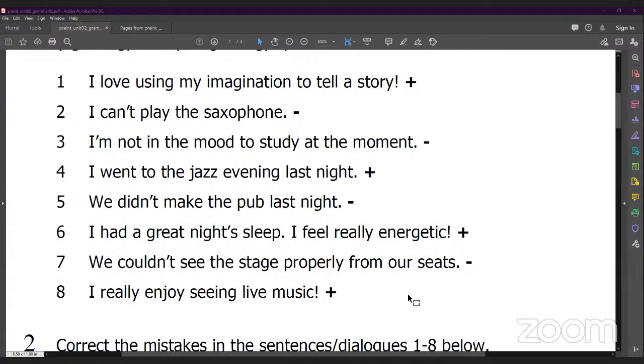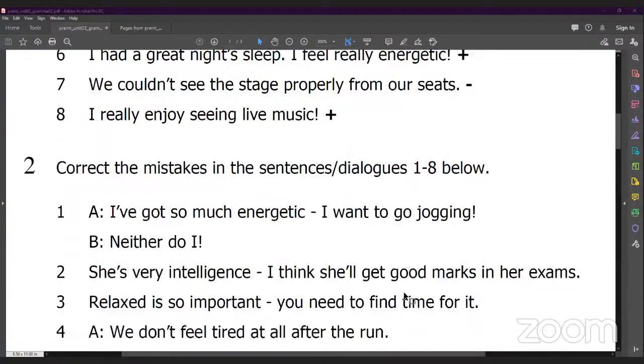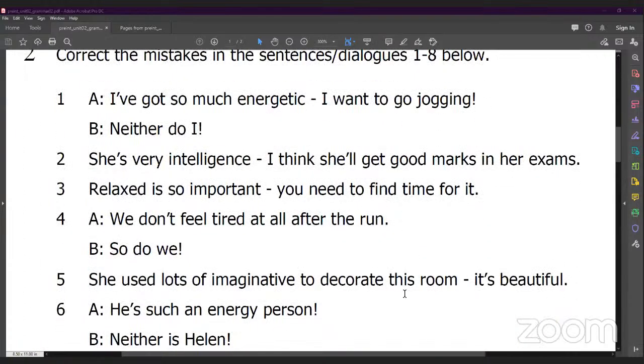Okay, so let's move on to the next exercise, the number 2. Please volunteer for the number 1. Read, please, number 1. I will go, so much energy. I want to go too. Neither do I, so do I. Yes, the correct answer is so do I. That's perfect. Ms. Rivas. Yes, thank you, Ms. Rivas. Number 2, please.